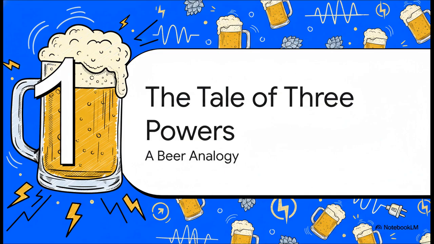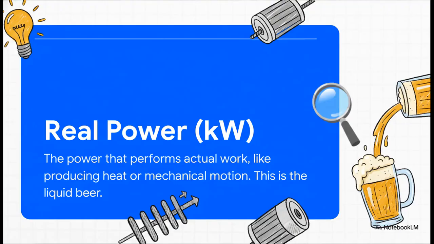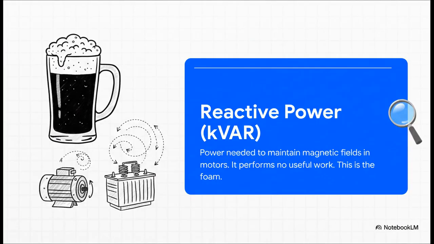Okay, to really get a handle on this, let's use a classic analogy that I think you'll appreciate: a simple glass of beer. Just imagine the whole mug represents the total power your utility has to provide. So first up, we've got what's called real power. This is measured in kilowatts, and it's the good stuff. It's the actual liquid beer in the glass.